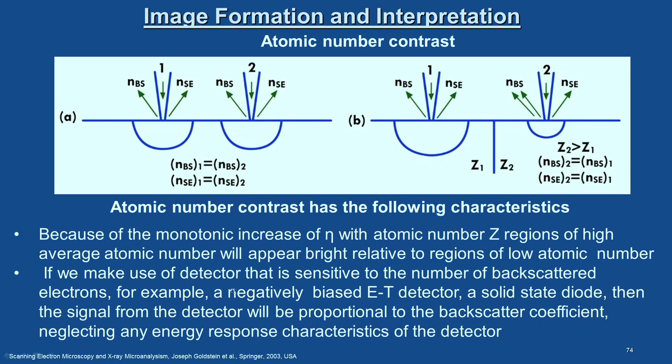If we make use of a detector that is sensitive to the number of backscattered electrons, for example, a negatively biased ET detector or a solid state diode, then the signal from the detector will be proportional to the backscatter coefficient, neglecting any energy response characteristic of the detector. So, this is very particular to the backscattered electron signal, and again with respect to the ET detector.